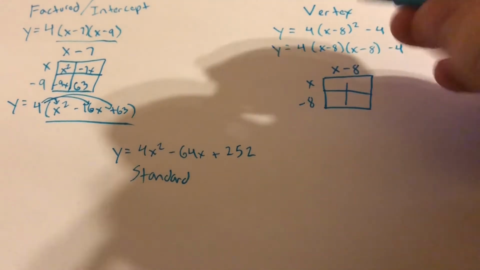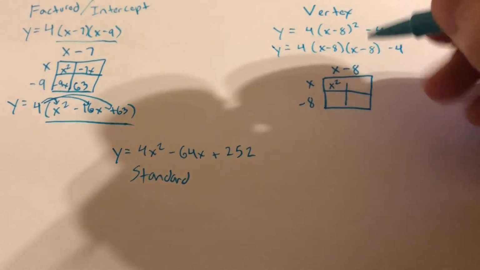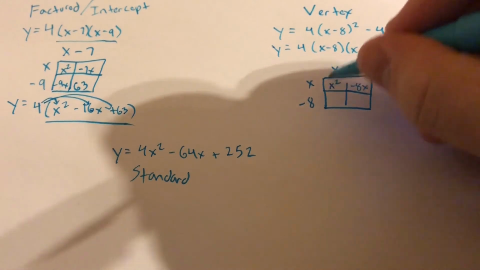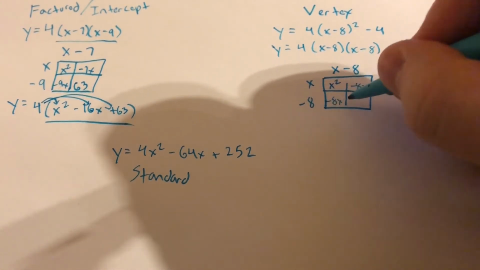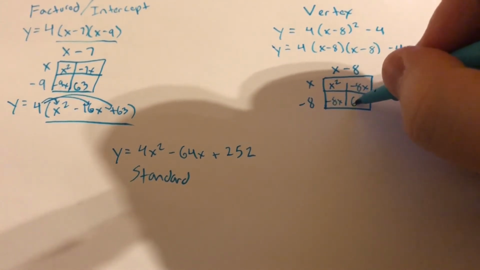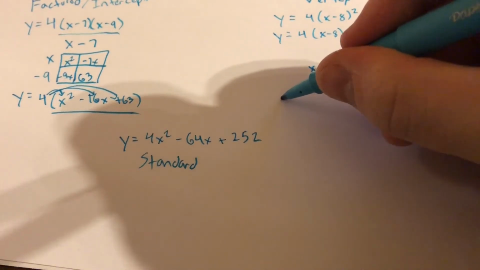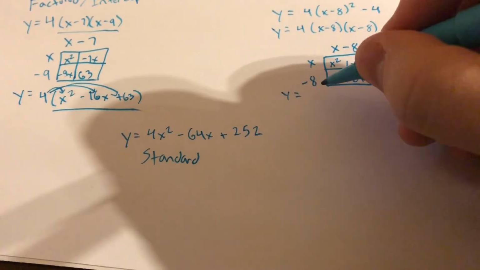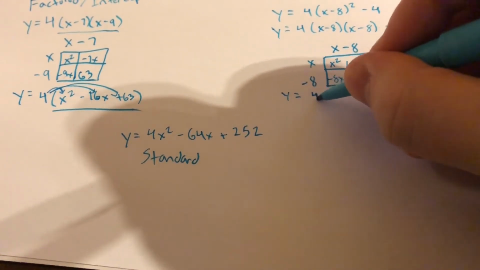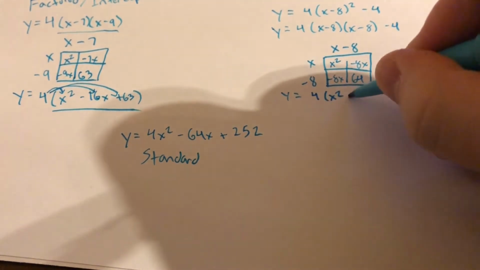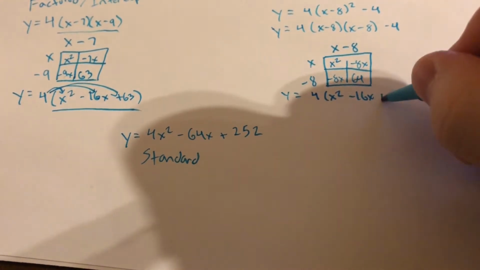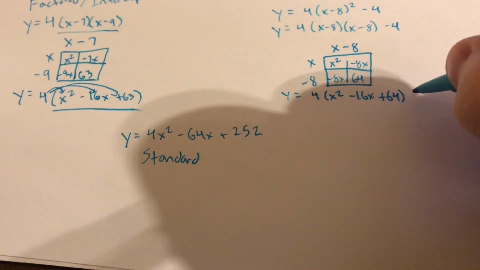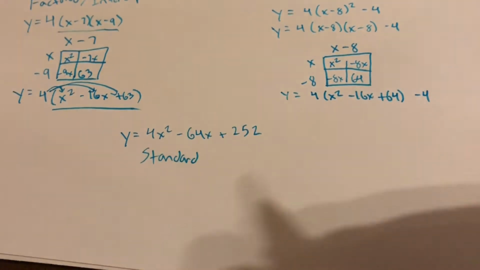So x times x is x squared. x times negative 8 is negative 8x. x times negative 8 is negative 8x. Negative 8 times negative 8 is 64. So now it's y equals 4 times x squared minus 16x plus 64, and then minus 4 on the outside.